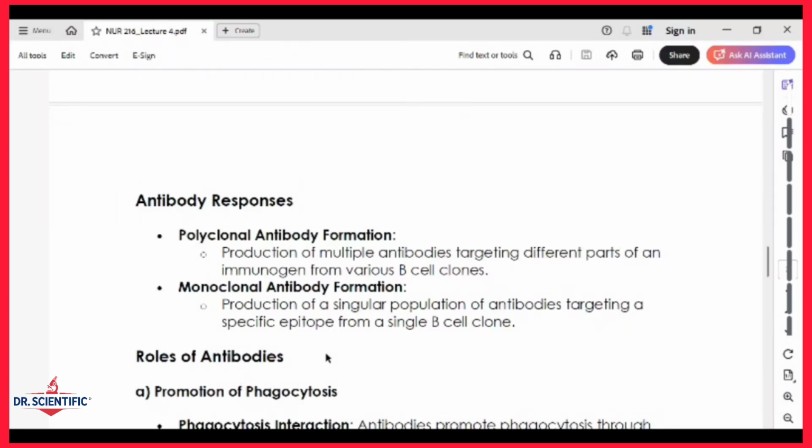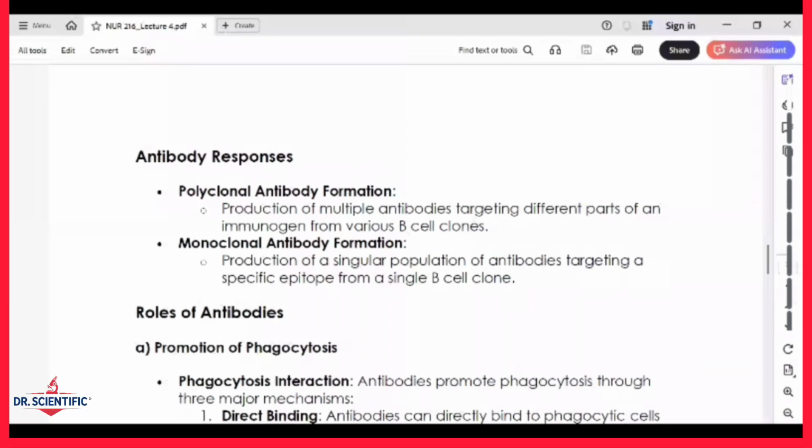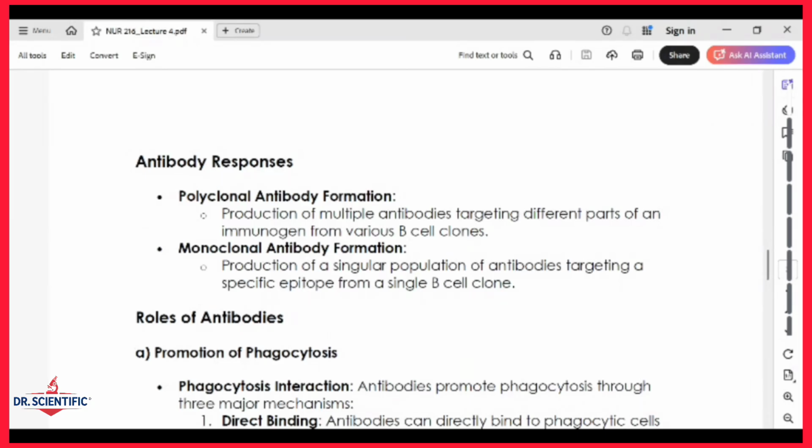So we also need to understand what we call antibody responses. So what are antibody responses? Antibody responses would be the antibodies that are then being produced once the B cells encounter.